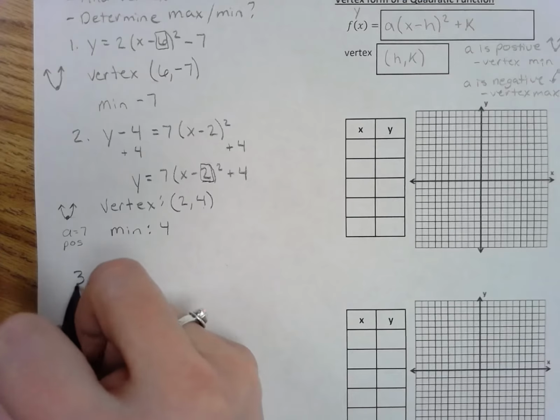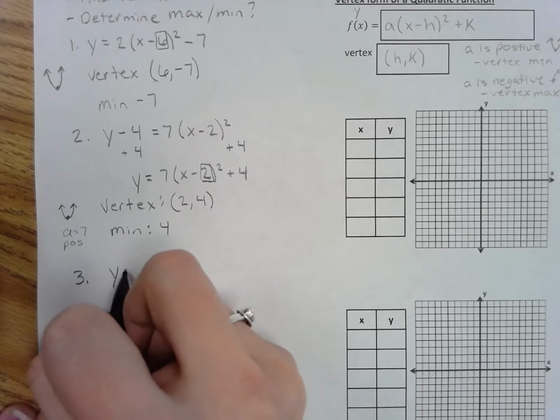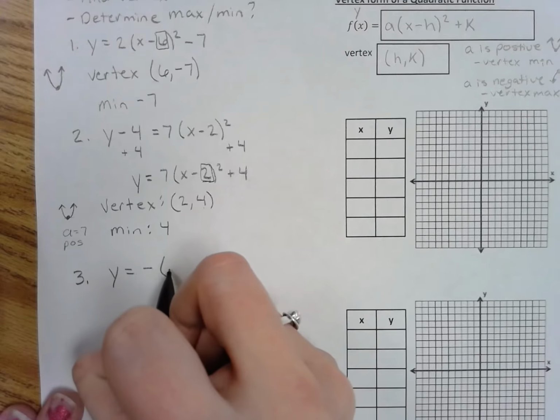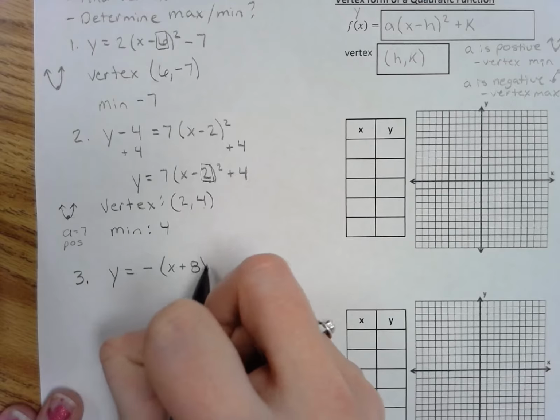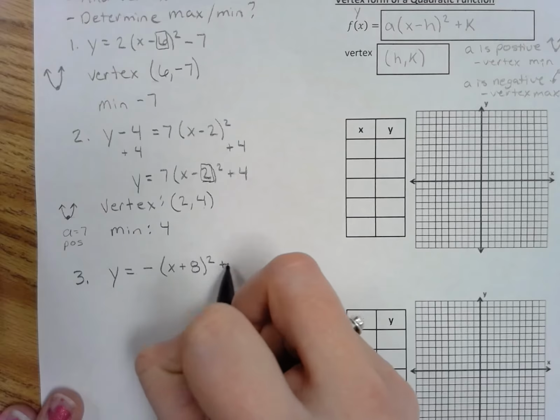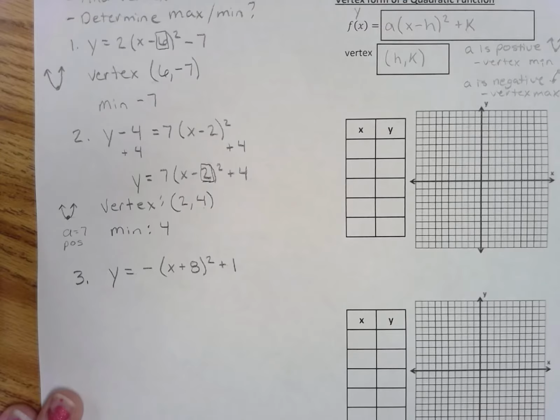Let's try number 3. Y equals negative x plus 8 quantity squared plus 1. Feel free to pause the video and try this one on your own. Let's see how you did.